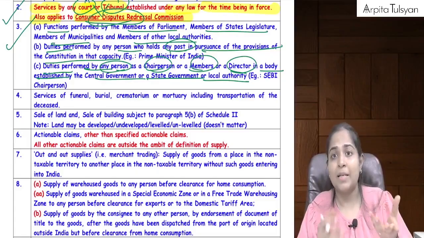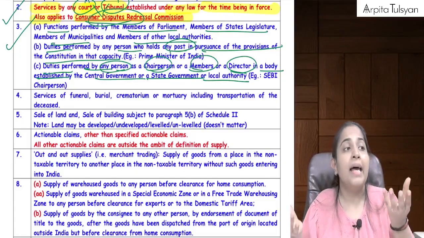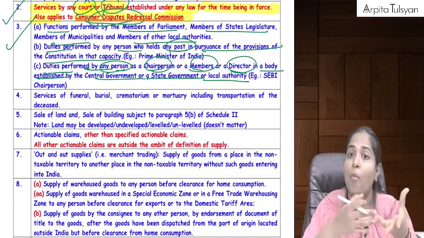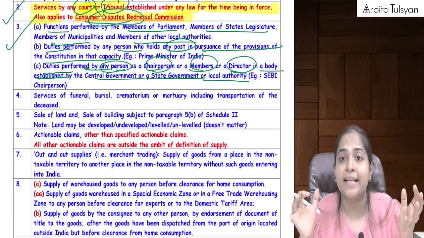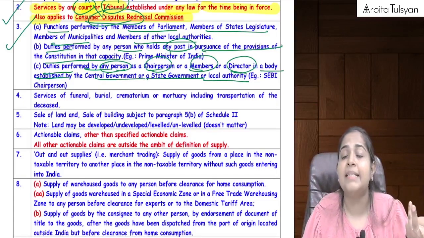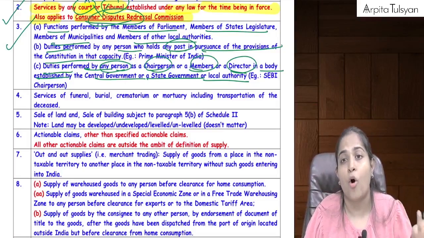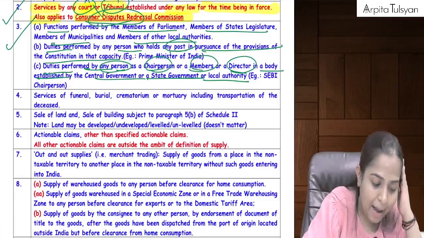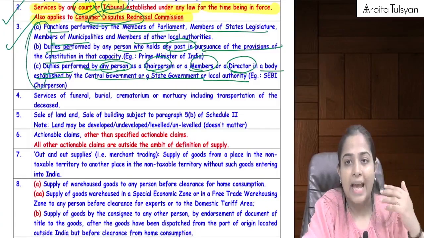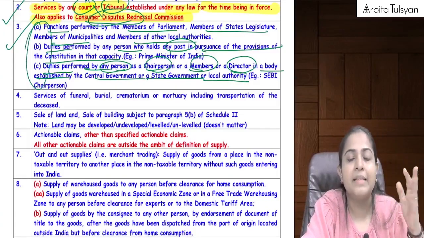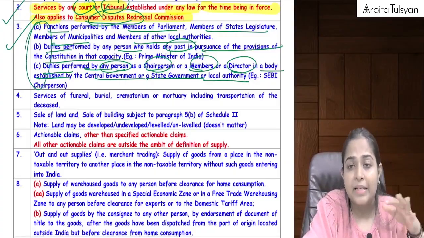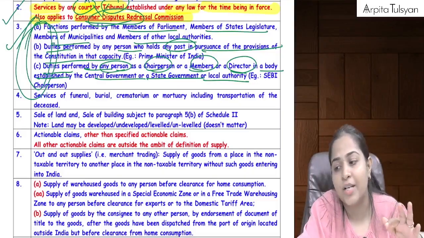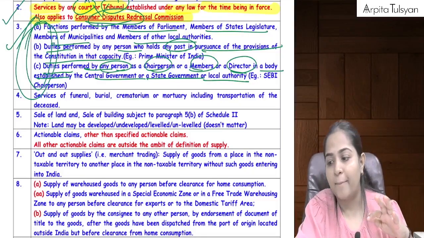Example, RBI is a body established by the central government, right? Similarly, let's say for example ICAI is also a body established by the central government. So the ICAI president's charges, like whatever honorarium etc. they take, on that also there is no GST applicable. So MPs, MLAs, President, Prime Minister, your SEBI chairperson, etc., whatever consideration they get for performing the duties, on that GST is not applicable.